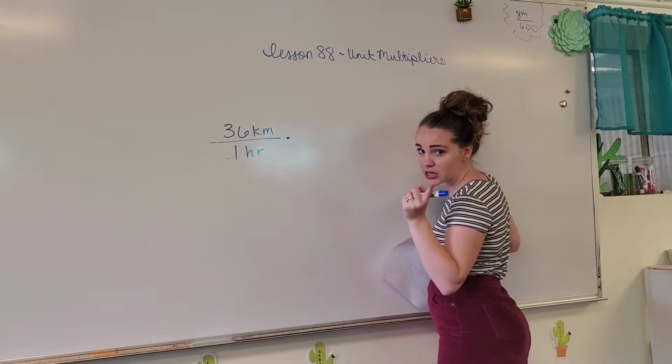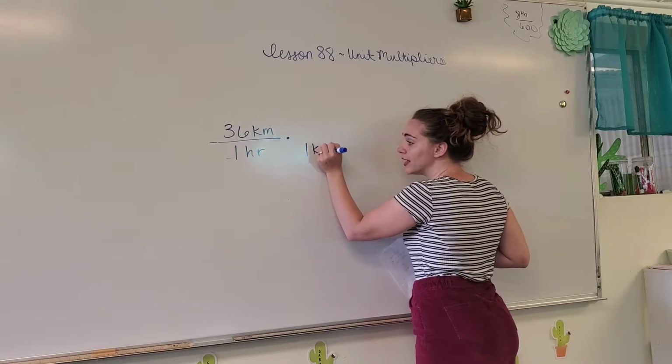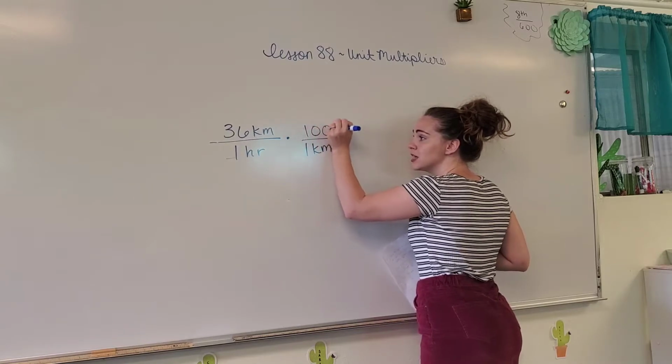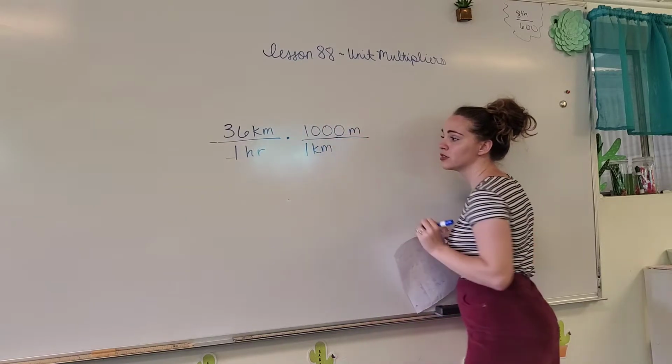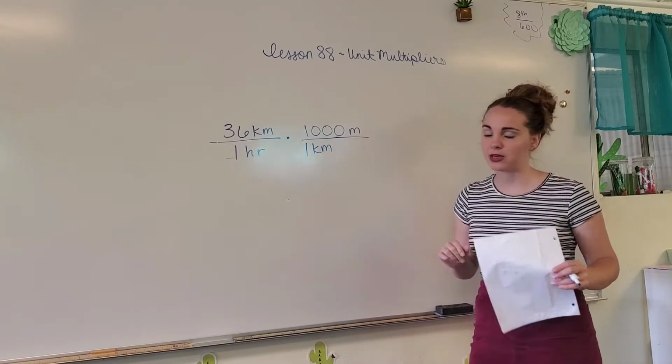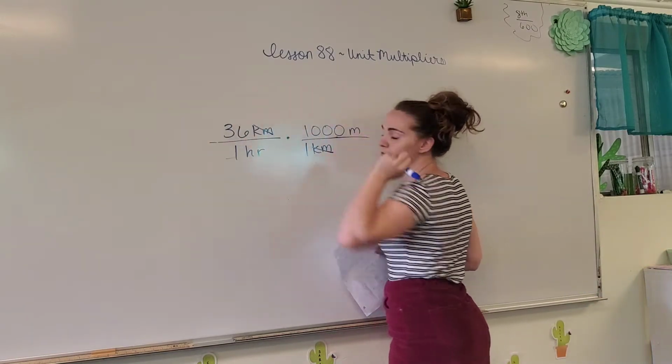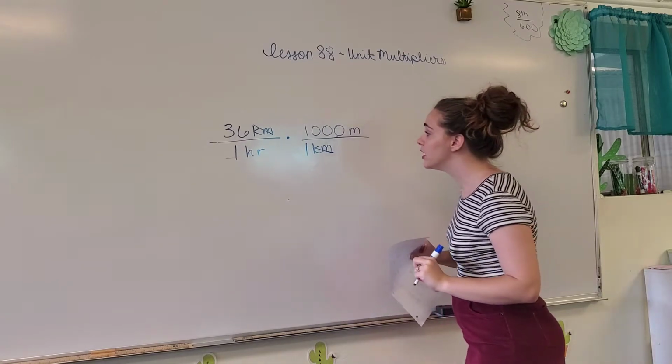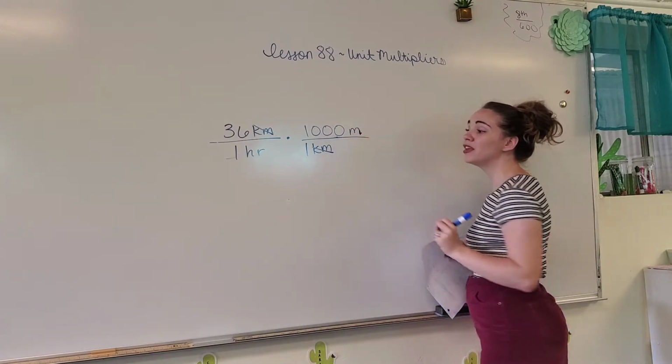We're going to multiply. 1 kilometer is 1,000 meters. Don't put the 1,000 on the bottom because 1,000 kilometers is not 1 meter. We have to put kilometers on bottom to get rid of kilometers. Now we got our meters. Now we need our minutes.